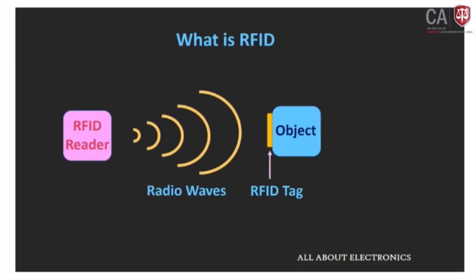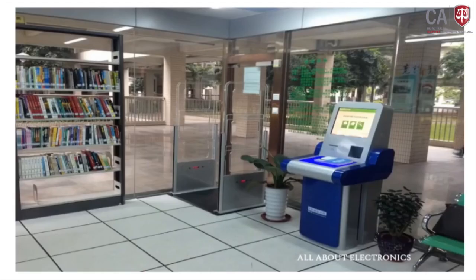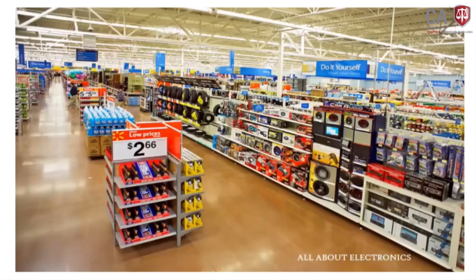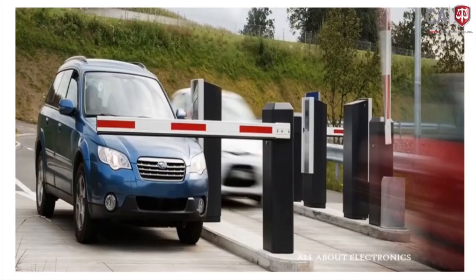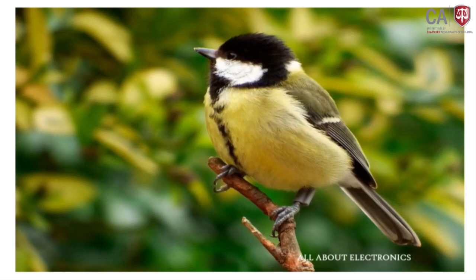So this technology is used for automatically identifying or tracking objects. Now here these objects could be anything. The objects could be books in the library, or any item which you are purchasing from the shopping mall, or the inventory in the warehouse, or maybe even your own car. And not only objects, but it can be used for tracking animals as well as birds.